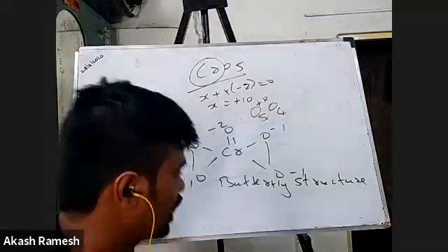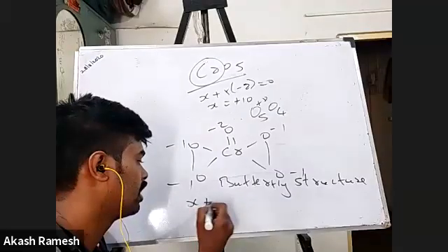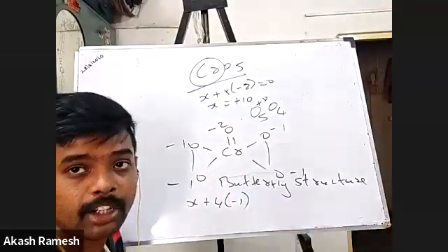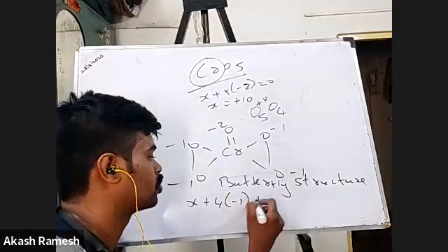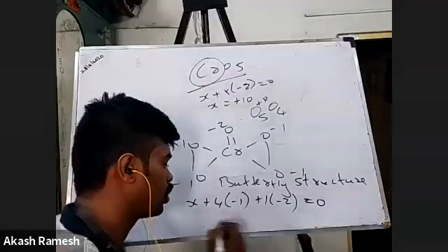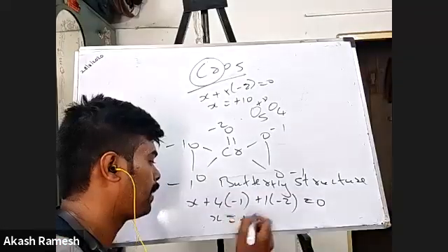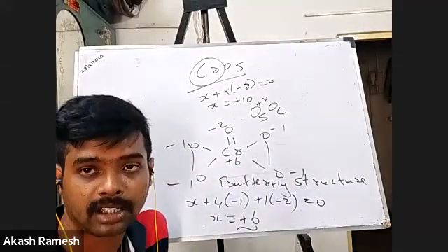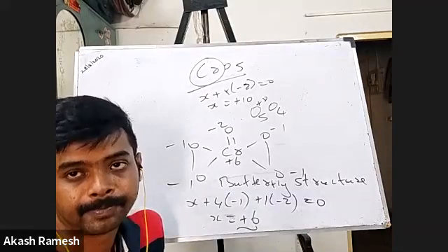Now how will I calculate for Cr? Let me keep it as X. Plus there are 4 oxygen atoms having -1, that is the peroxide linkages, and there is 1 oxygen atom having -2, which is equal to 0. So you'll find X as +6. So chromium here exists in +6 oxidation state.